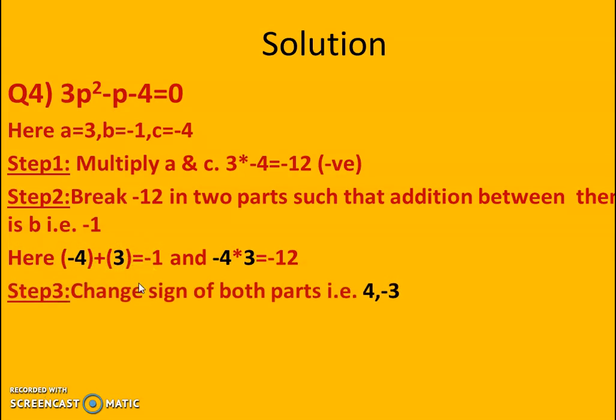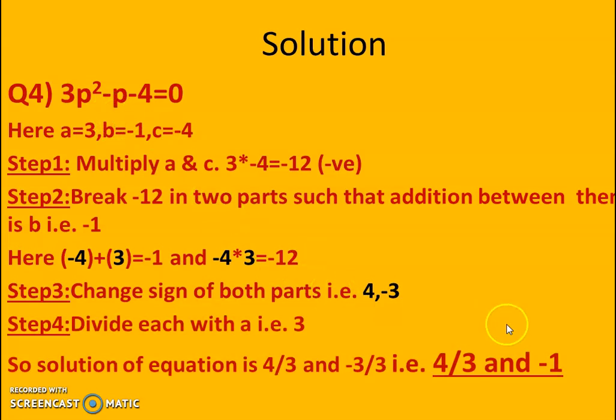So next step, we need to change sign. So -4 will be changed with 4 and 3 will be changed with -3. Now in this case value of a is 3. So we need to divide these two parts with value of a, and that is 3. So 4 divided by 3 and -3 divided by 3 will be the result of this particular quadratic equation. So we have 4 upon 3 and -1, and these two values are the solution of this particular quadratic equation.